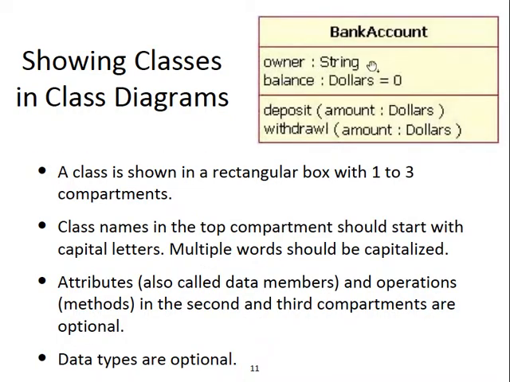For example, in a bank account, we use a 3-compartment box to represent a class in a class diagram. In the top compartment, we put the class name. In the middle compartment, we put the attribute names. Sometimes you can also put the attribute type. So these attributes are owner and balance, and the data types are string and dollars.